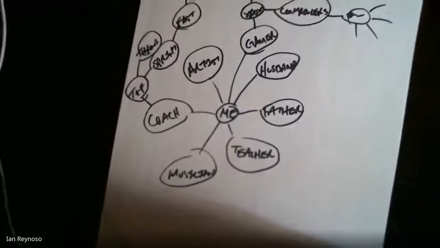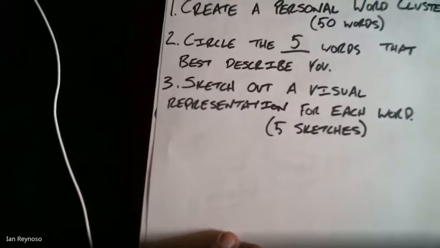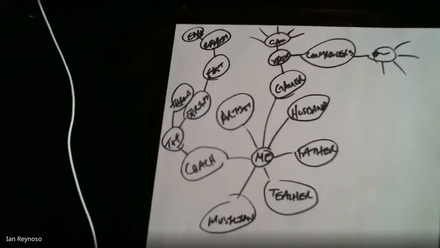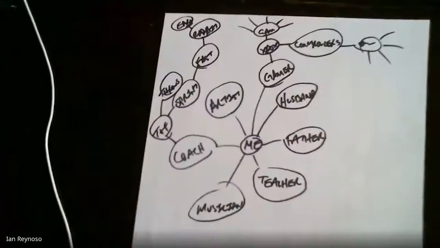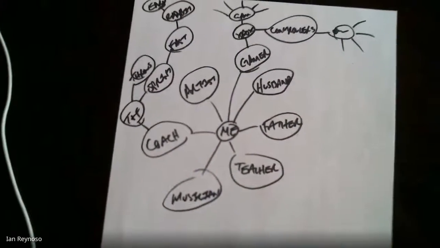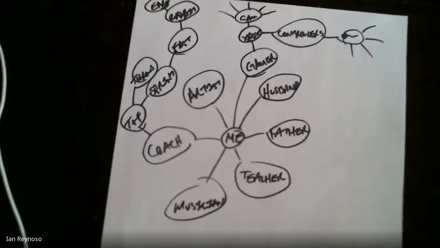Okay, so that is your step 1. Create a personal word cluster of 50 words. As soon as you finish that part, you get this done. You're going to take a picture of it. A lot of my students do it on their phones. They just take a picture of the paper itself, and then they turn it in on their Google Classroom through their phone, which you can do.